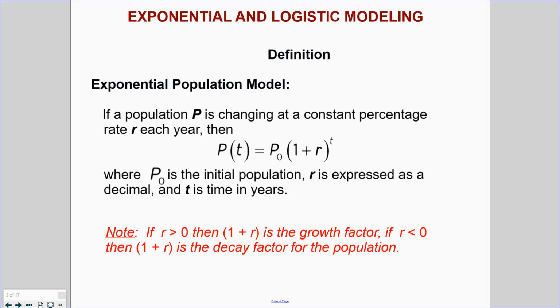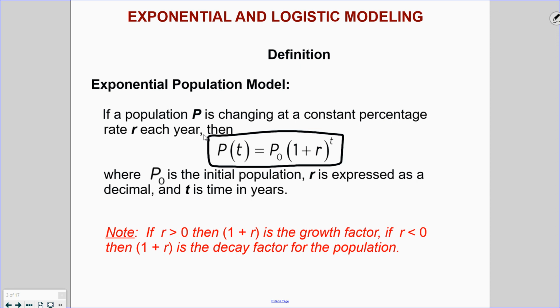So an exponential population model is for the situation where we have a population, which we call capital P, that's changing at a constant percentage rate per year. Then we can use this formula. So this is what you fill in your box. It's P of T equals P naught, or P sub 0, times (1 plus R) to the T. And P naught is the initial population. So P sub 0, that's where we start at the beginning.